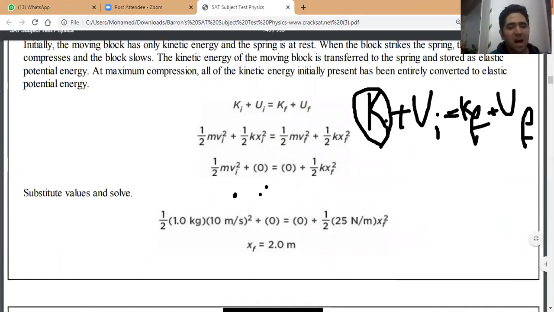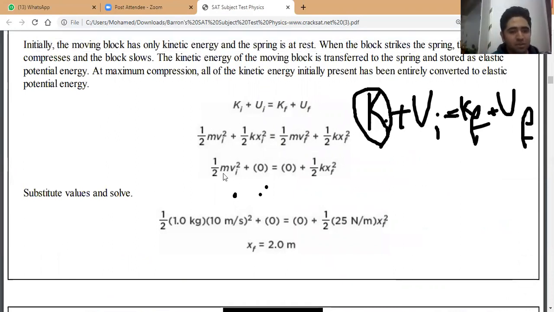So we have half m vi squared plus the initial potential energy of the spring, which is 0, equals the final kinetic energy of the spring, 0. Okay, and it's compressed, so it has final potential energy of half kx squared, half times 25 times x squared. We have very much reached near the end. I don't know if we have done so or not.